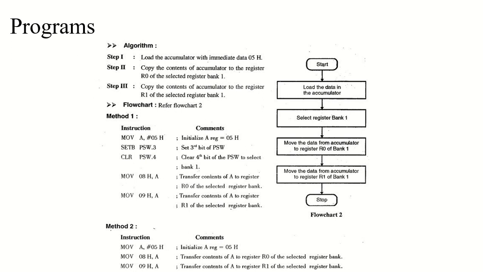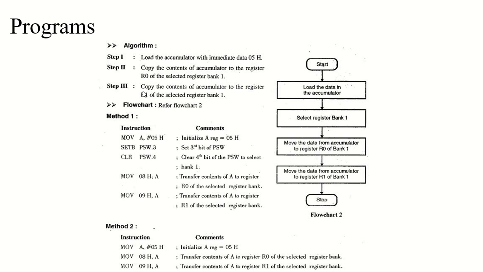Again, we will mention start in the oval shape, and then we will see the first instruction in the rectangular box with the flow arrow. So the first instruction would be to load the data in the accumulator. So that first step will be mentioned in the first rectangle. The second step will be in the second rectangle.